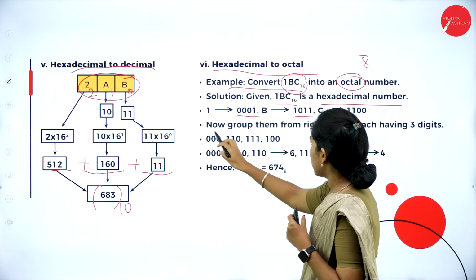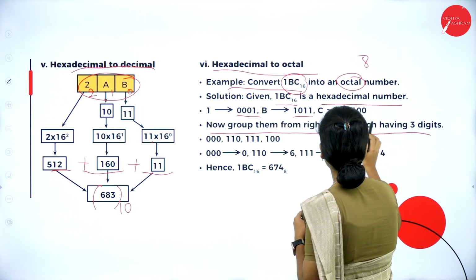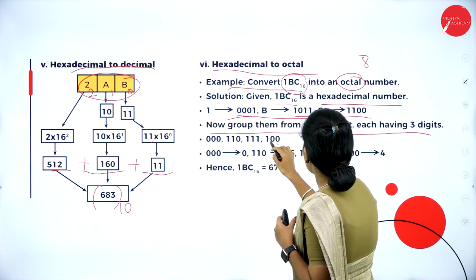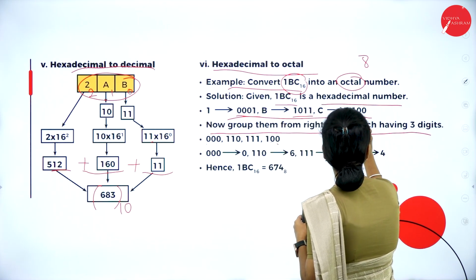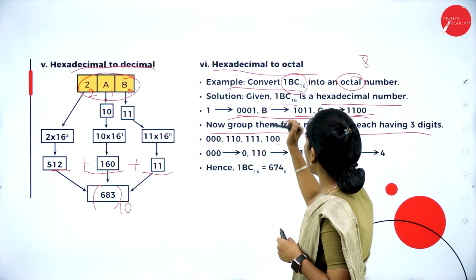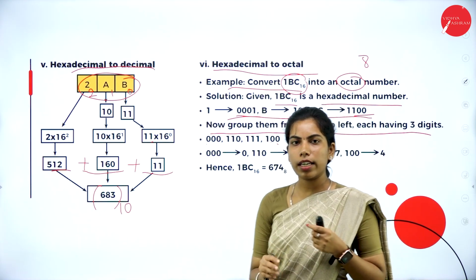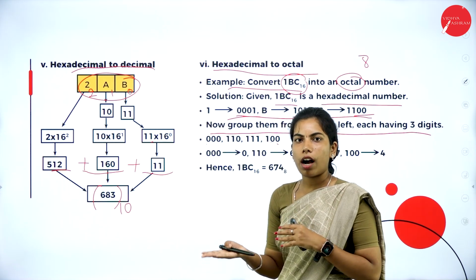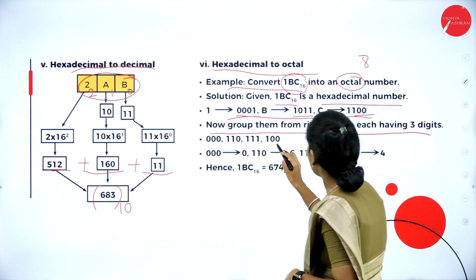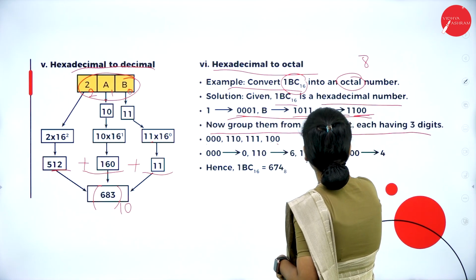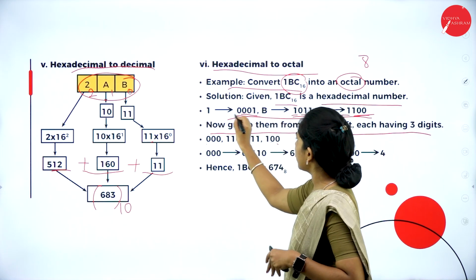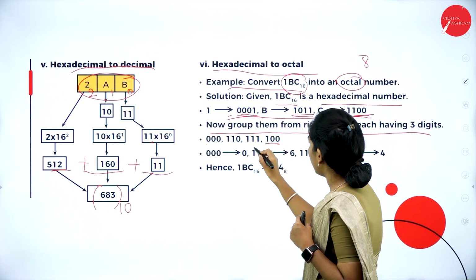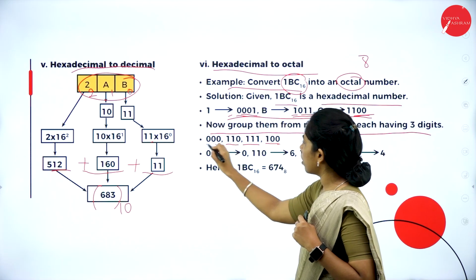Now group them from left to right. I have to group them in 3 bits. Why? Because I have to convert hexadecimal to octal. Hexadecimal means I represent the number using 4 bits, and octal uses 3 bits. So group 3 bits here, again 3 bits here, again 3 bits, and lastly you will get only 0. So that's 001, 101, 111, 000.